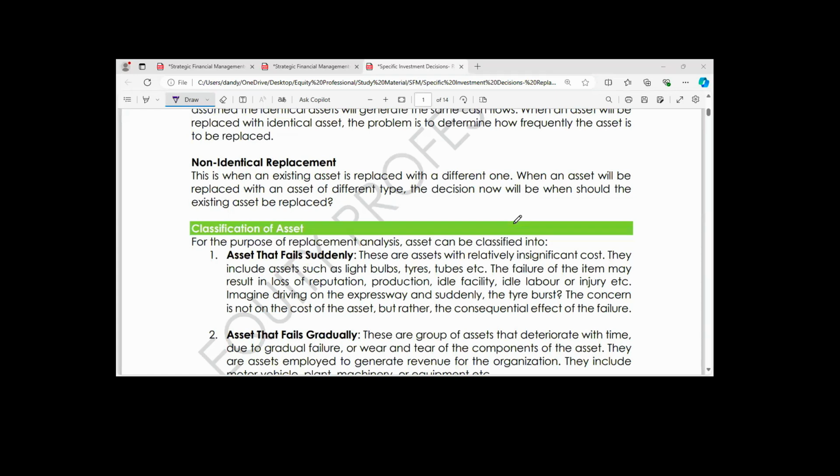Imagine driving on the expressway and all of a sudden, the tire just burst. You can imagine what could happen, the consequential effect of that failure. And that is why you need to determine the lifespan of those assets with insignificant cost in order to guard against the occurrence of failure. Those are assets that fail suddenly.